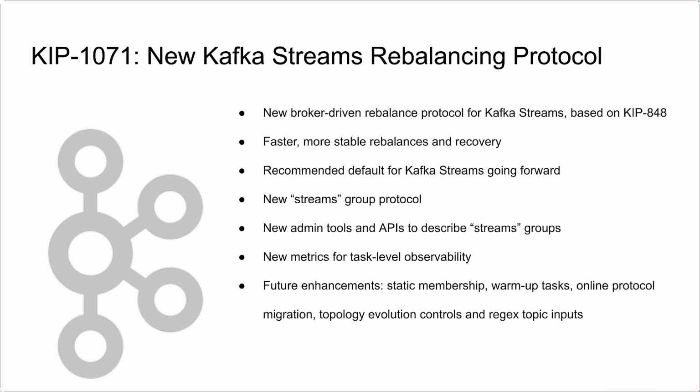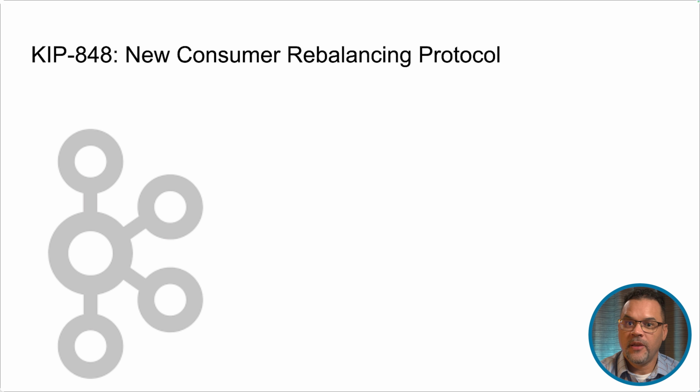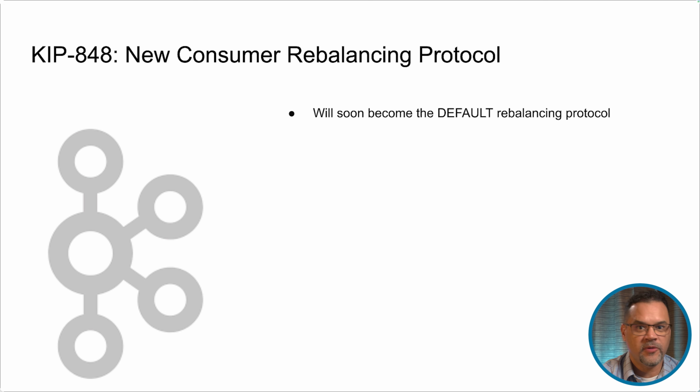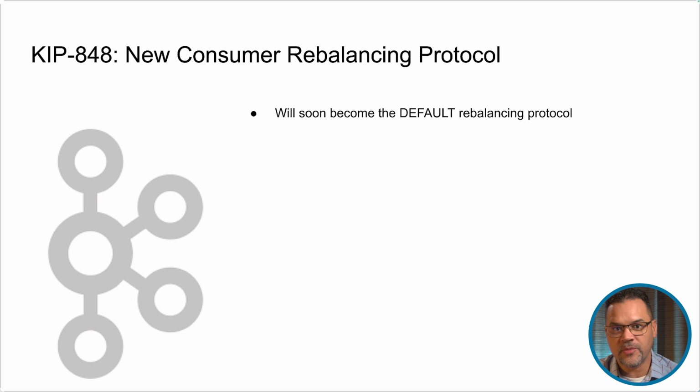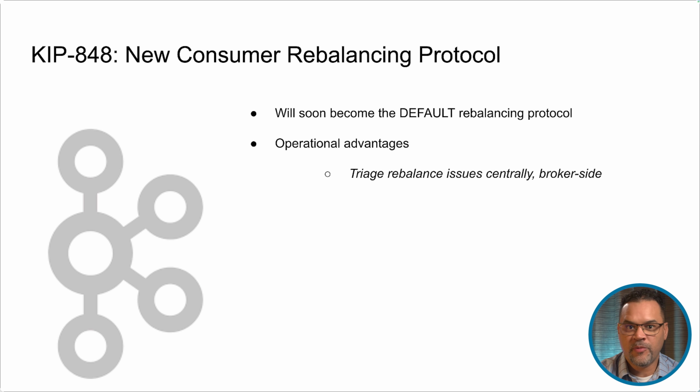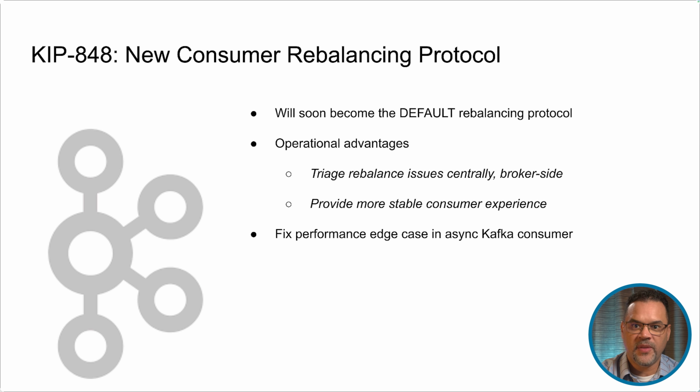Speaking of rebalancing, improvements to KIP 848 continue towards the goal of it becoming the default rebalancing protocol for Kafka consumers. This release hardens a number of performance edge cases specifically around the async Kafka consumer. I strongly encourage you to make the move to this next generation rebalancing protocol to take advantage of this broker-side functionality. Let's pivot back to Kafka Streams.